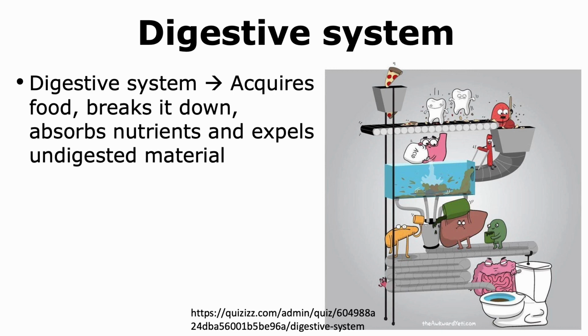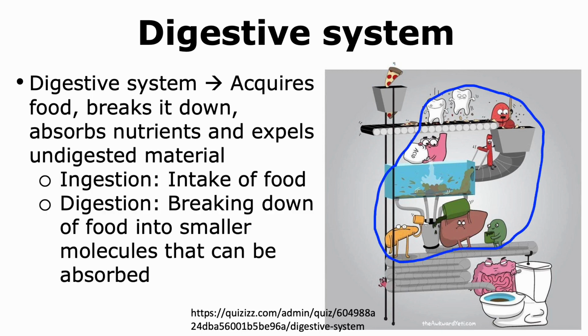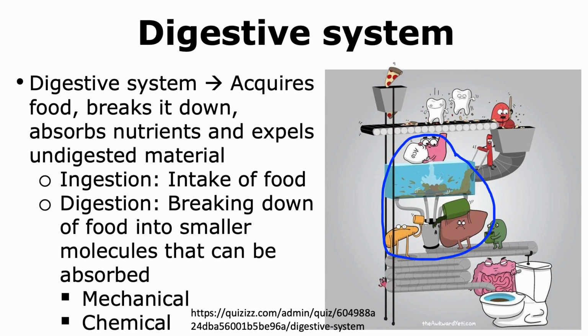Animals not only have to acquire food, but have the ability to break it down, absorb nutrients, and expel the undigested material. This is accomplished by the digestive system. The steps involved in digestion include the ingestion of food, which is the intake of food. The digestion of food involves breaking the food down into smaller molecules. This can be done mechanically or it can be done chemically.